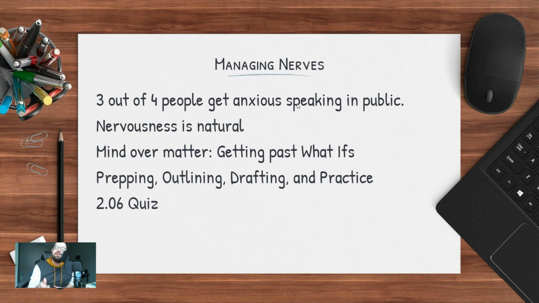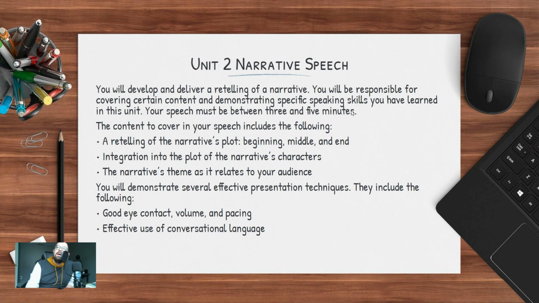There is a quiz about managing nerves, 2.06 quiz. Make sure that you go in and do it. For your Unit 2 narrative speech assignment, it's going to be on Flipgrid if we're still using Flipgrid whenever you see this. You will develop and deliver a retelling of a narrative. You will be responsible for covering certain content and demonstrating specific speaking skills you've learned in this unit. Your speech must be between 3 and 5 minutes. Just make it no longer than 5. Ain't nobody got time for that.